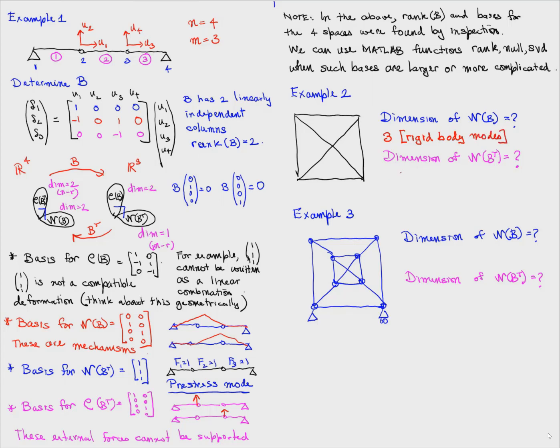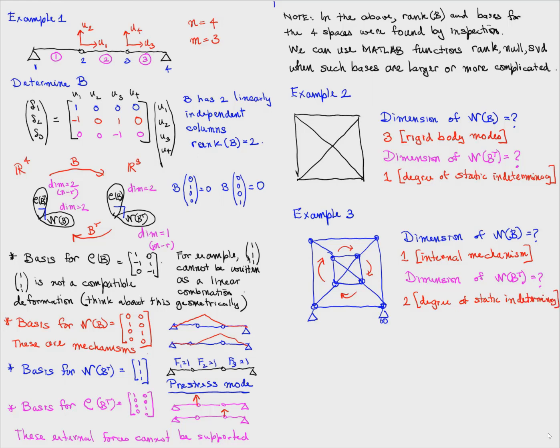The first structure has 3 rigid body modes. So the null space of B is dimension 3. Degree of static indeterminacy is 1. So then the dimension of the null space of B transposed is 1. In the second structure, the object inside can freely rotate. There's one internal mechanism, so the dimension of the null space of B is 1. And the dimension of the null space of B transposed is 2 because the degree of static indeterminacy is 2.